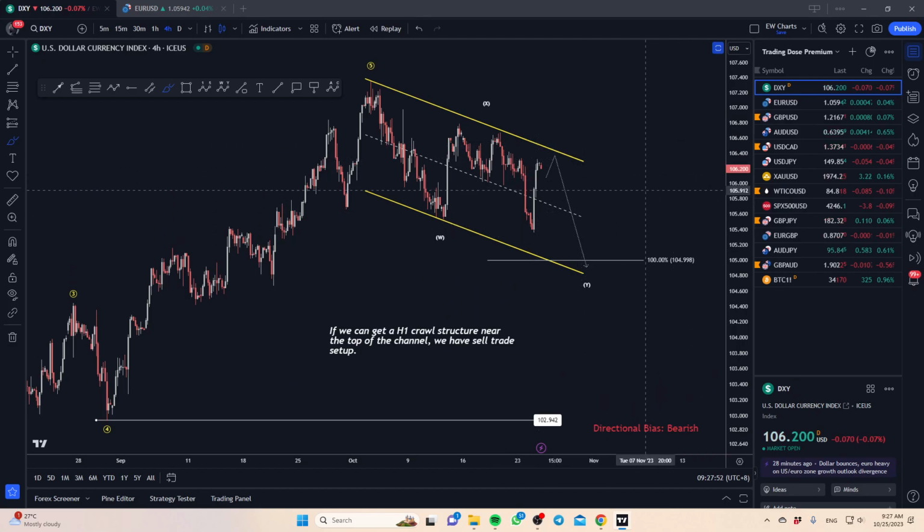So overall, I'm still looking out for that. Now the only way that will probably change my bias is if you can get a break above and a consolidation above that, and of course that would tell us that the possibility of a three-wave completion is more or less done and we can look for more upside. But until that is done, we're still looking out for a sell trade. Okay, and of course we'll just be waiting for the setup to come to us. If we have that, great.